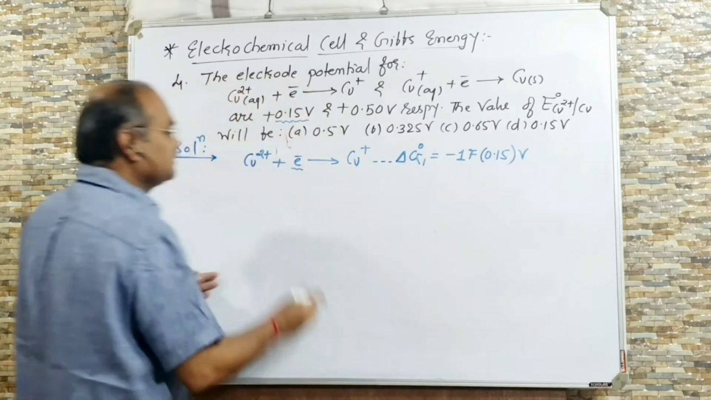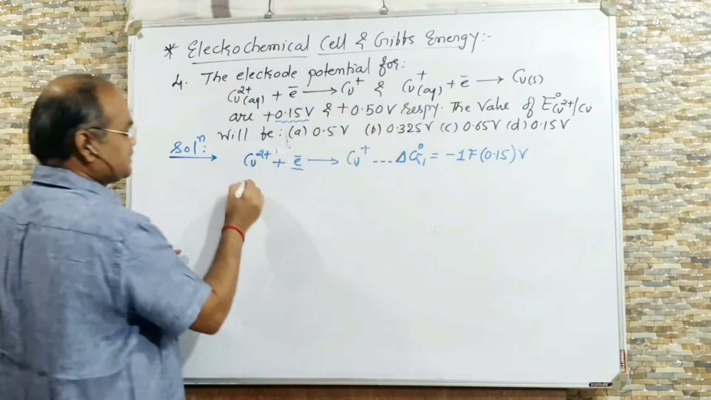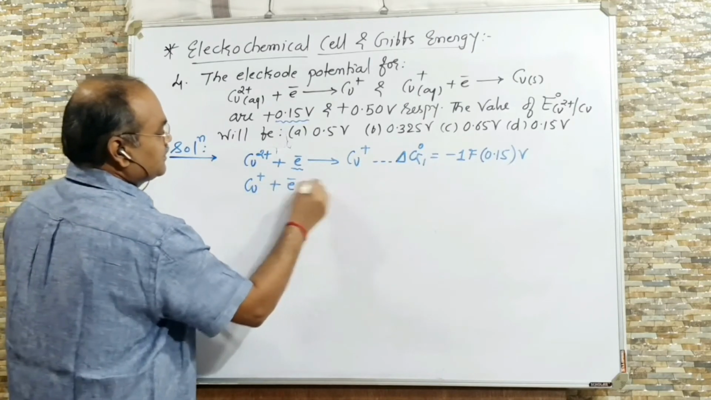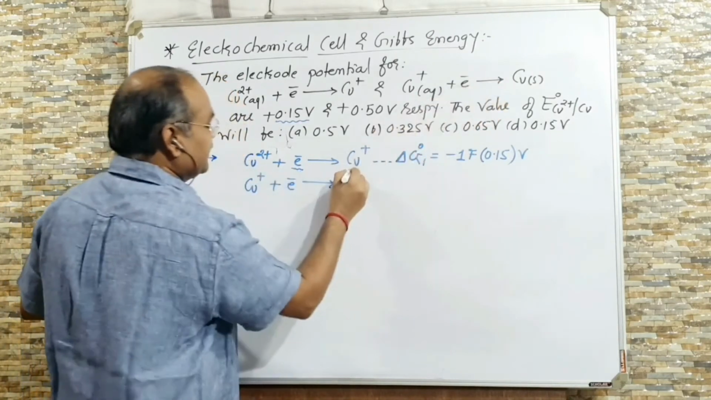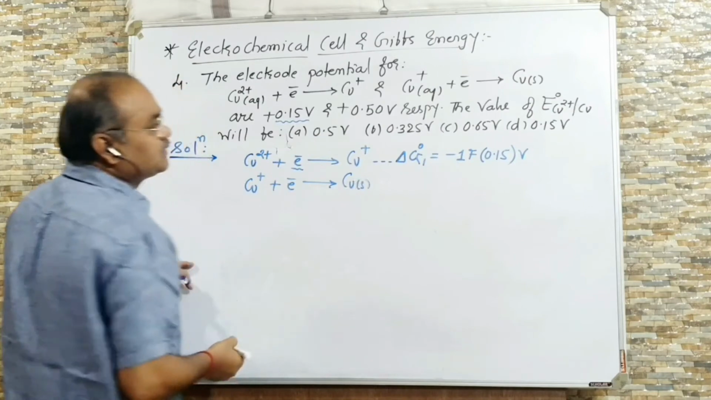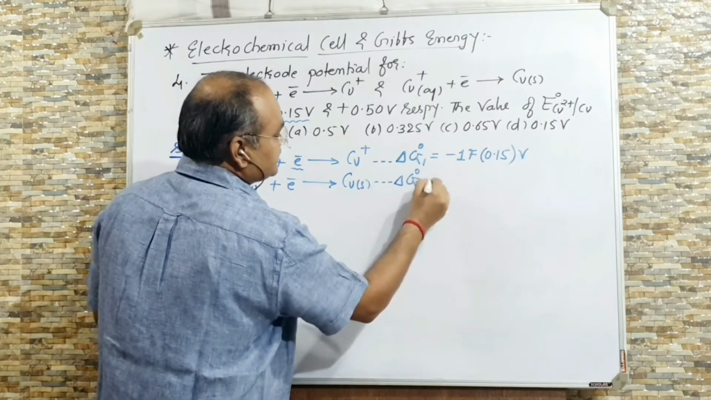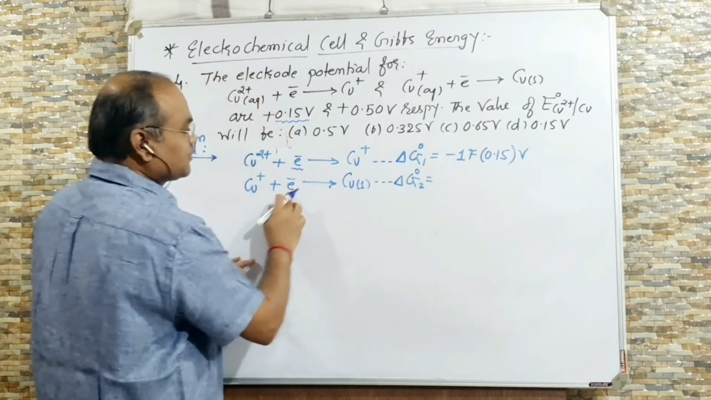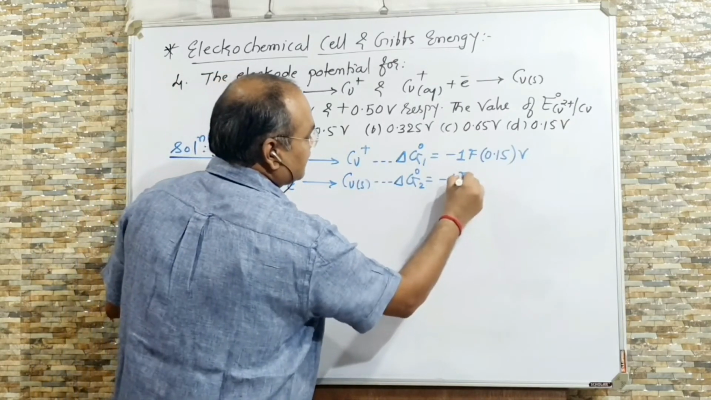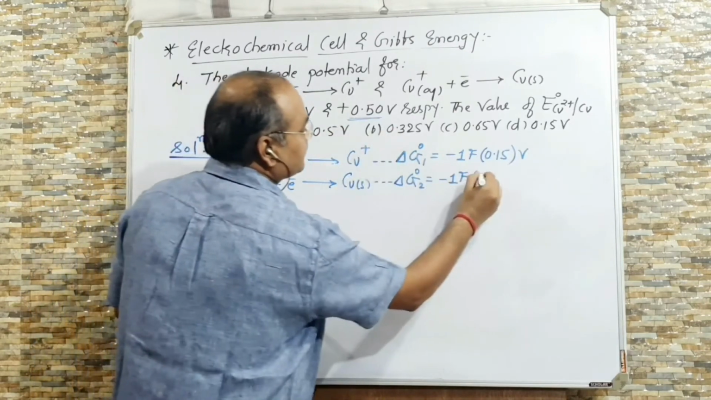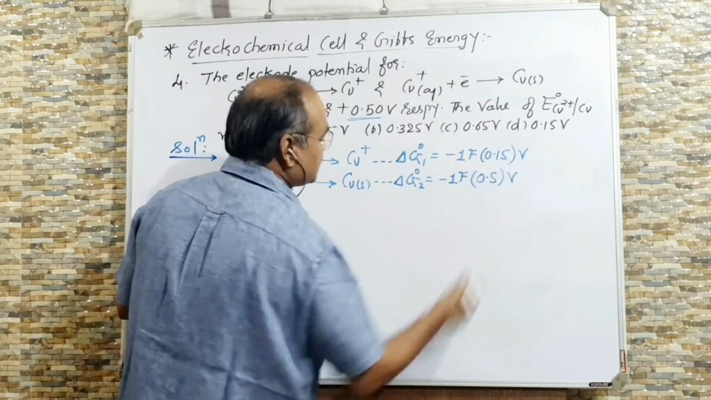Right. Second equation is Cu plus electron gives Cu solid. This will be delta G02. Here the electron is also again 1, F, but this time the value is 0.5 volt.